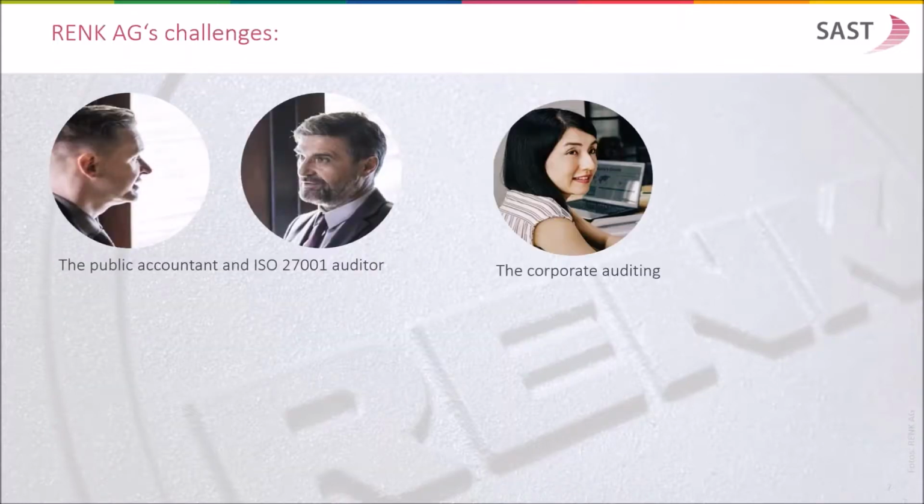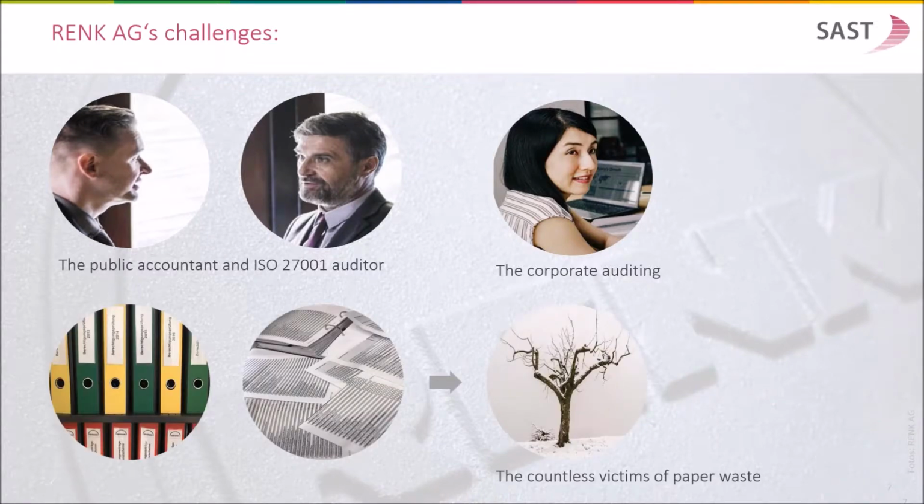So the challenge at RENK was very difficult. You see 3 persons from 3 different organizations: the public accountant, the ISO 27001 auditor, and of course the internal corporate auditing. They all have just one aim: to get the number of SAP authorizations declared, explained, and documented in many of these files. You will see these files have at least hundreds of papers, and the countless victim of this paper waste is, of course, a tree.